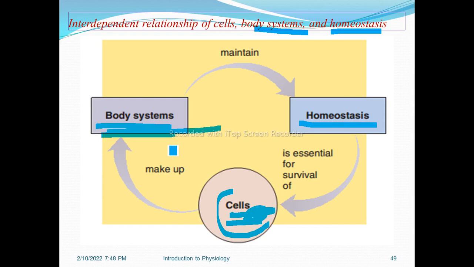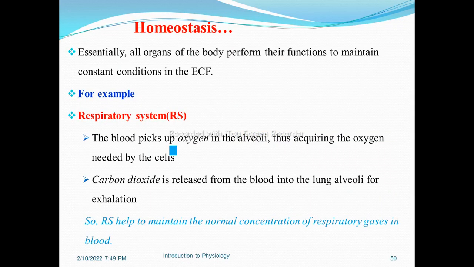will be well. So importantly, all organs of the body perform their functions to maintain constant conditions in the extracellular fluid. So to make balance, to make homeostasis in extracellular fluid, all 11 systems in our body should work in harmony, should work in normal condition.